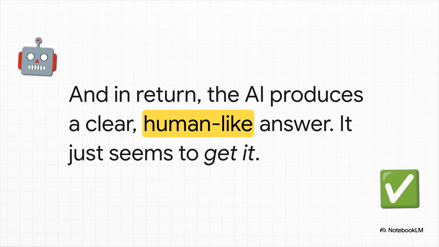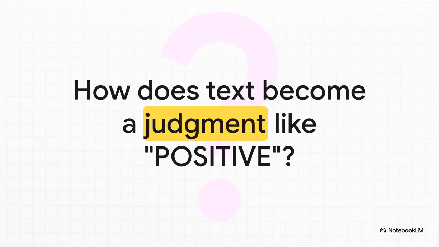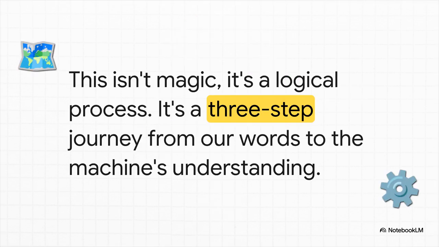I mean, it really does feel like magic, right? Like the machine just gets it. But how? I mean, really, how does that work? How does the machine take a bunch of letters, just raw text, and come up with a final judgment call like positive? Well, that's the big question we're going to tackle right now. All right, let's dive in.